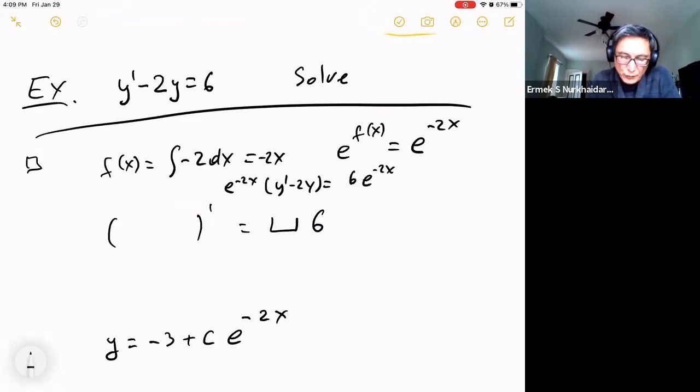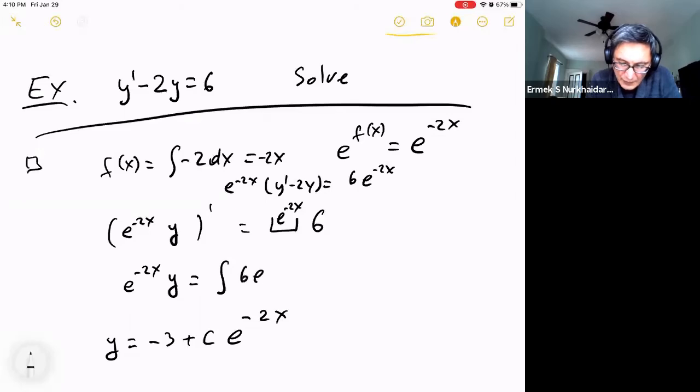Then the left side is supposed to be the derivative of e to the negative 2x times y. And the right side, I just copy it. Then e to the negative 2x times y is supposed to be the antiderivative of 6 times e to the negative 2x dx. 6 is a constant. Antiderivative of e to the negative 2x is e to the negative 2x over negative 2.